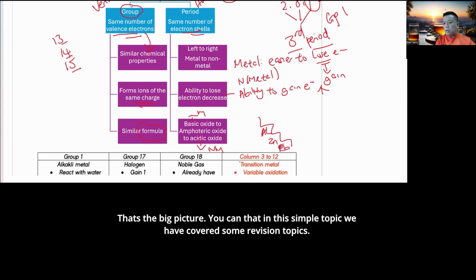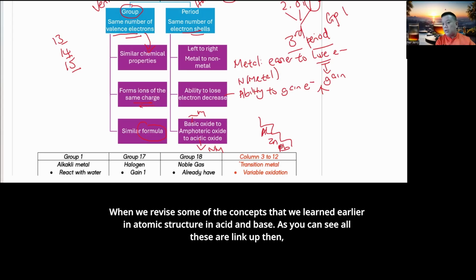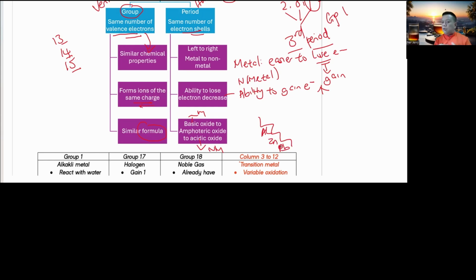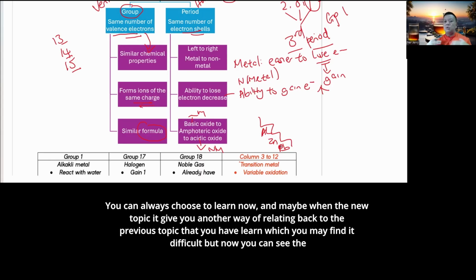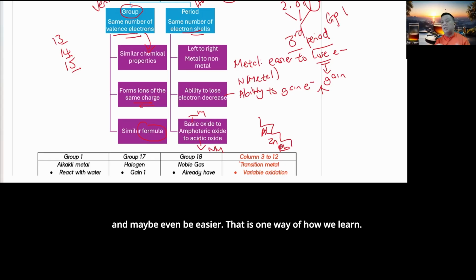So you can see that in this simple topic, we have covered some revision topics. We revised some of the concepts that we learned earlier in atomic structure and in acid base. As you can see, all these are linked up. When you see a relationship, you don't need to memorize so much, and you don't need to wait to get yourself time to study. You can always choose to learn now. When learning this topic, it gives you another way of relating back to previous topics that you may have found difficult, but now may be easier. That is one way of how we learn.